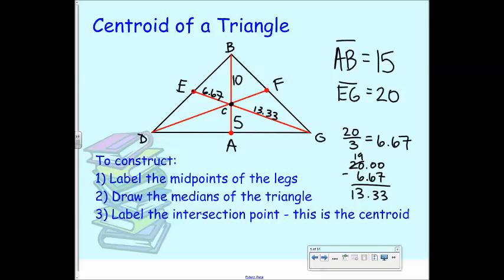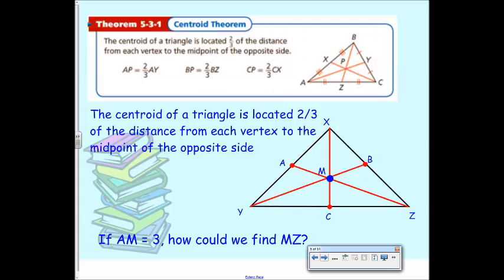Okay. Questions on where those came from? So that's the centroid theorem. And again, the centroid theorem, these pictures I think are a little bit tougher to see. But again, if you let this be intuitive, which I think it will be for the most part, you will probably get these right.